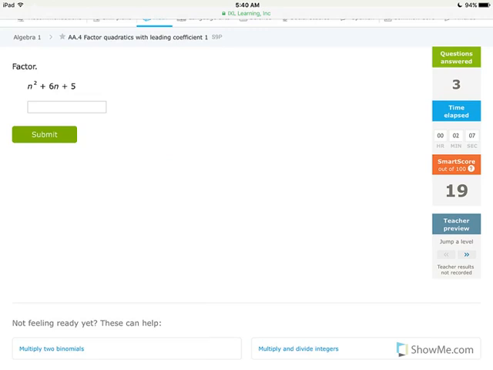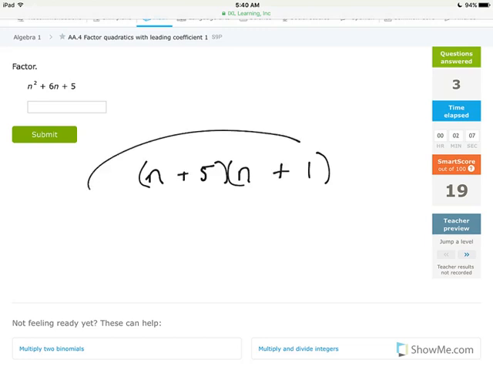And let's look at this one. N times n will make the n squared. We need factors of 5, so our choices are 5 times 1 or 2 times 3. So if we try the 5 and the 1, that's going to get us 5n and 1n to make the 6n in the middle. So that's going to be our factorization for this one.